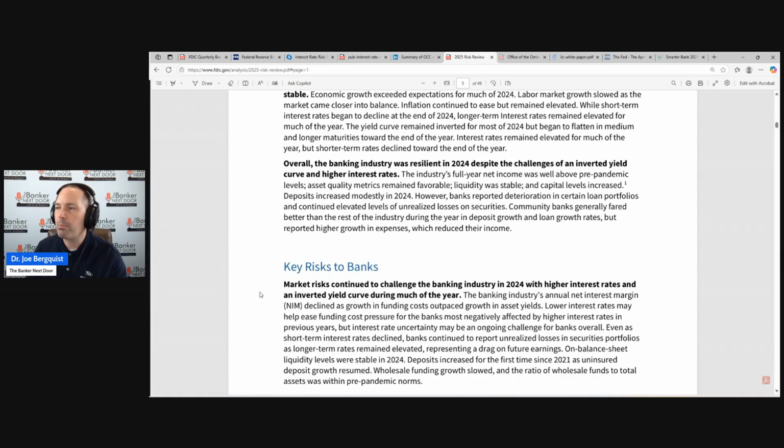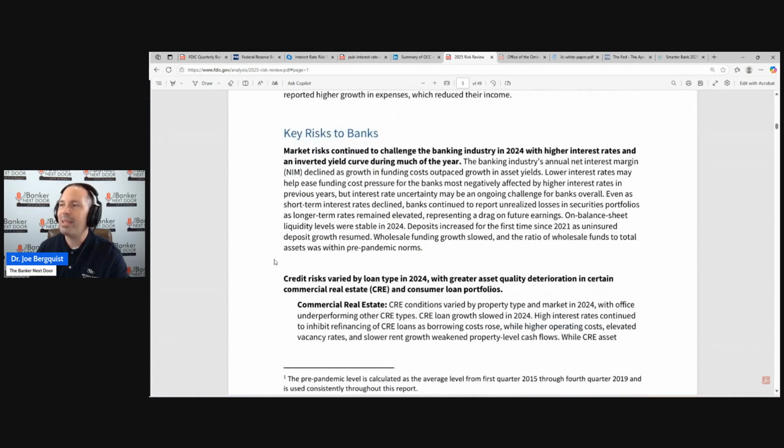Community banks generally fared better than the rest of the industry during the year in deposit growth and loan growth rates, but reported higher growth in expenses, which reduced their income. So, key risks to banks. Market risks continued to challenge the banking industry in 2024 with higher interest rates and an inverted yield curve during much of the year.